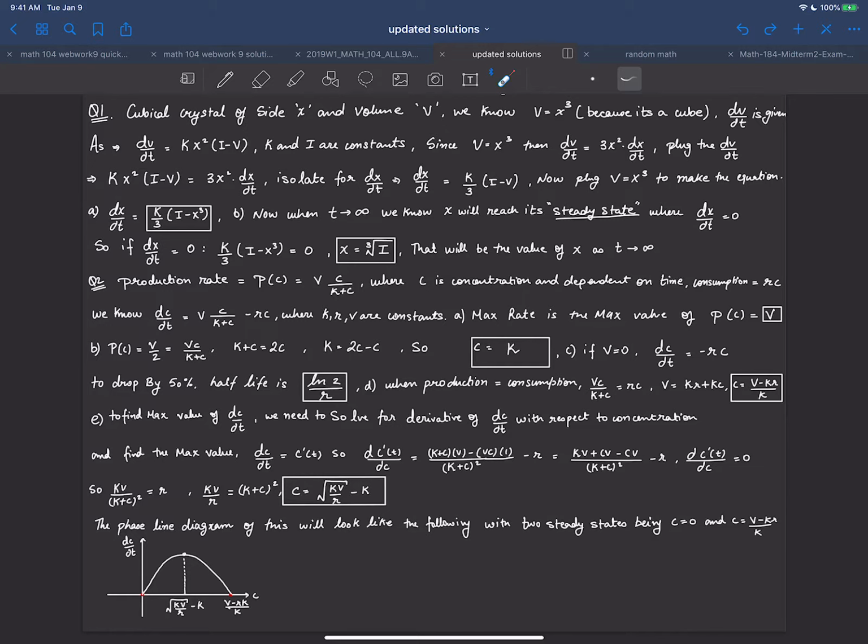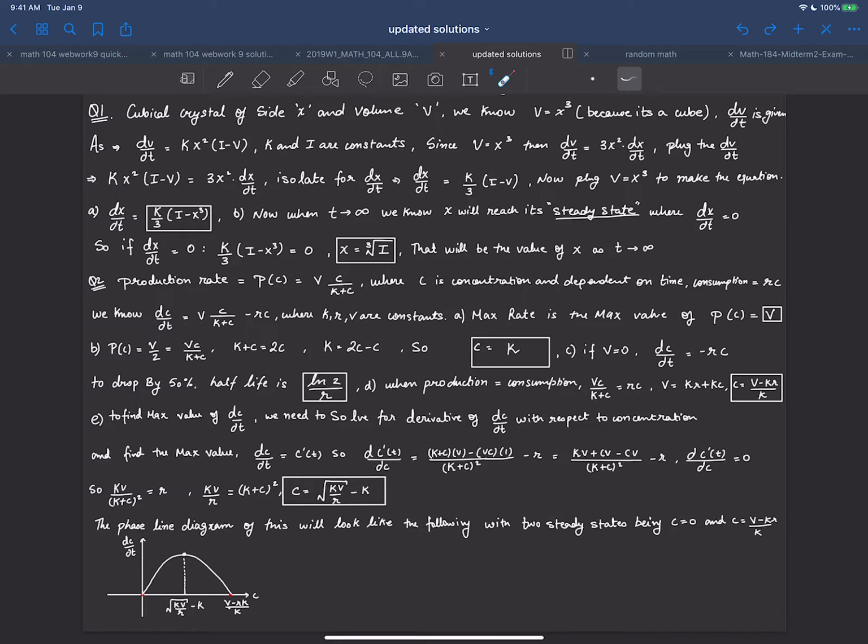Now the second part is saying if there's no production happening, the only thing happening in your body is consumption. So if you set V equals 0, dC/dt is just going to be decaying at that rate with a negative R. And because of the previous work, we've seen that this represents a formal exponential decay function. And to drop by 50%, as the question is asking us, we are looking for the half-life of this. And the half-life of a reaction that follows this differential equation is nothing but ln 2 divided by R. So this is the solution for that one.